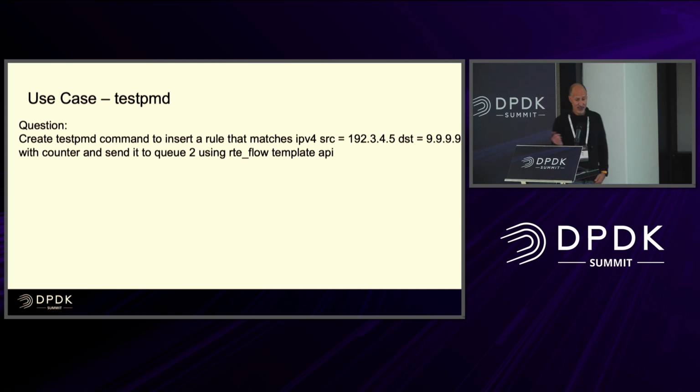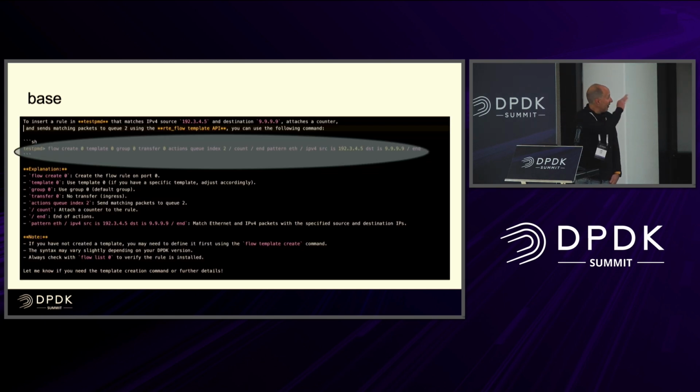Let's take a look at the last example for today. A testpmd command. Basically, I asked it to create a testpmd command that inserts rules that match source IP and destination IP with a counter and sends to Q2 using the template API. It gave me this line as a result. The template API is much faster by magnitude than the standard RTE flow API, but it requires much more work. So if the user tries to run this line, he will fail.